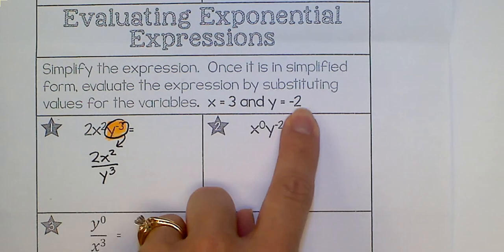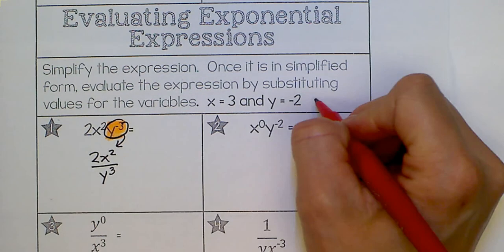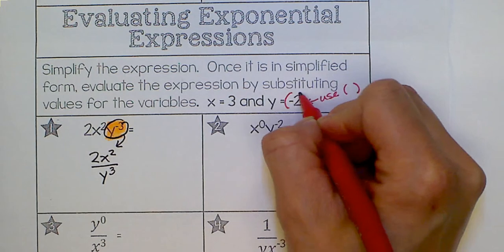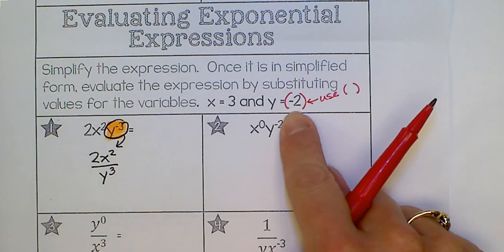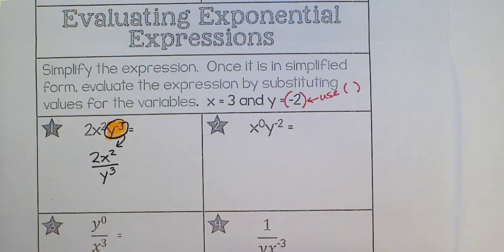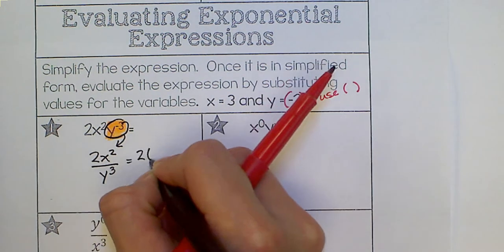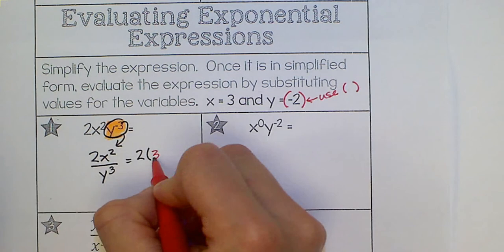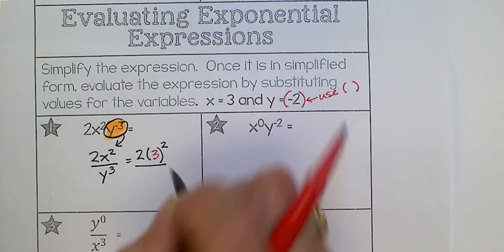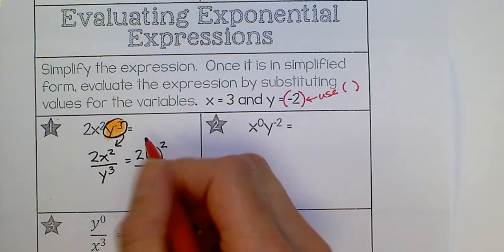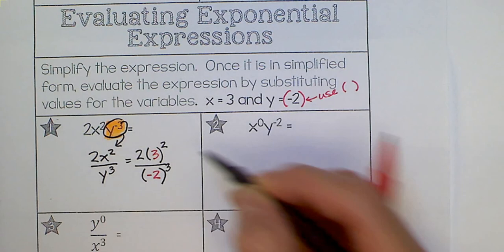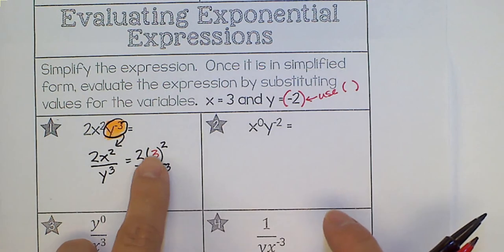Now, when you plug in negative 2, make sure you use parentheses because you want to plug in the negative with the 2 so it belongs to the 2. So here's what this is going to look like. We're going to have 2 parentheses 3, so that's what I'm plugging in for x is just 3 squared all over, and then I'm going to plug in negative 2 to the third. So notice I just used a red marker to show where I plugged in x and y.